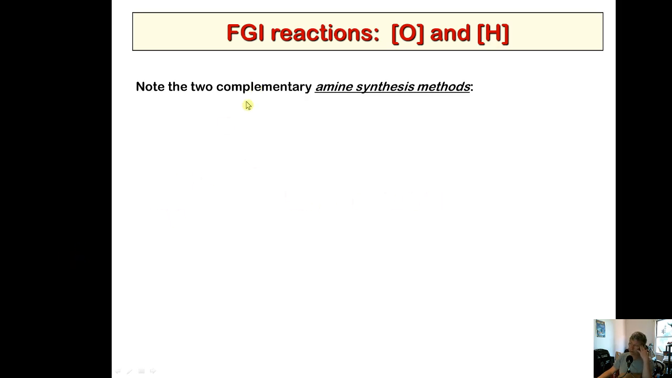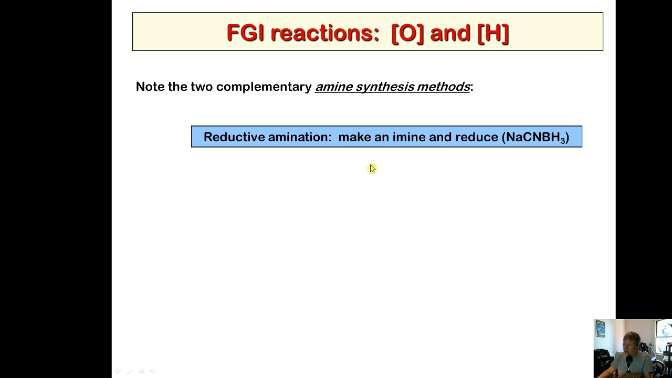Okay, so what are these two complementary amine synthesis methods? We just showed them, and let's look at them again. It's a great way to snap pieces together to create amines. Very, very synthetically useful reactions.